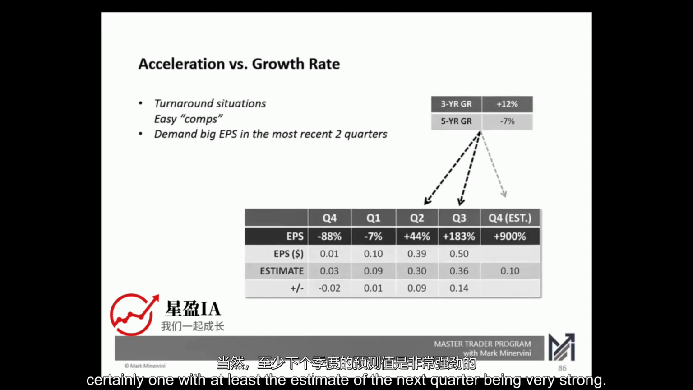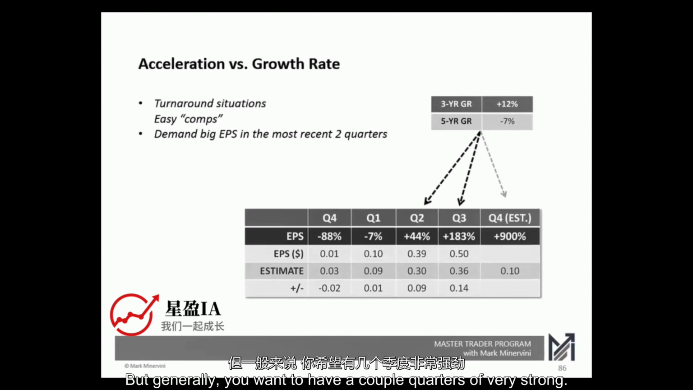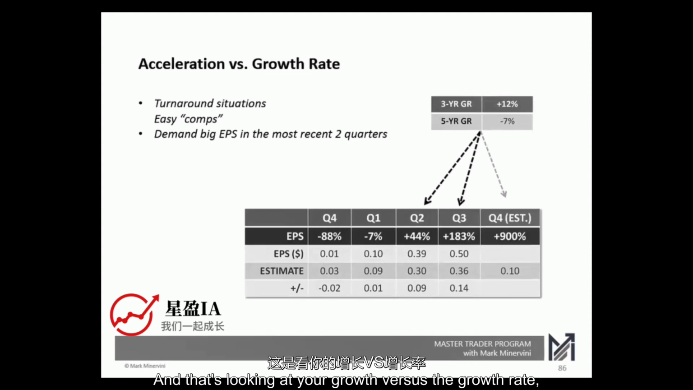Certainly one with at least the estimate of the next quarter being very strong. But generally you want to have a couple of quarters of very strong, and that's looking at your current growth versus the growth rate. In this hypothetical situation, you can see the 5-year growth rate is negative 7%. The 3-year growth rate is 12%. Nothing to write home about on either of those, right?